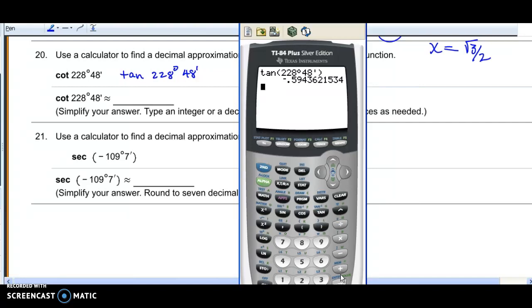Well, if I know the tangent, how do I find the cotangent? All I have to do is take the reciprocal because they're reciprocal functions of each other. So at this point, I've got the tangent of that value, so I can use this button, x minus 1, that takes the reciprocal of it, and when I do, I end up with that as my answer.